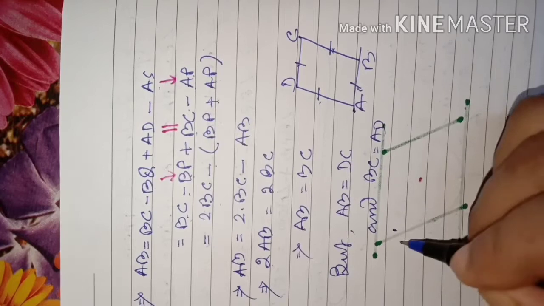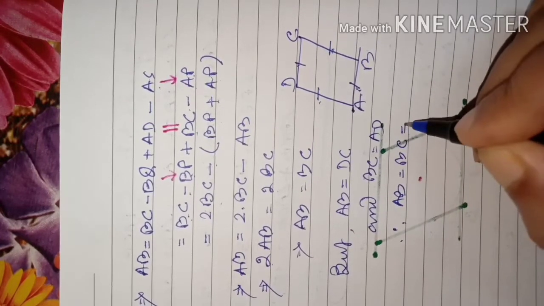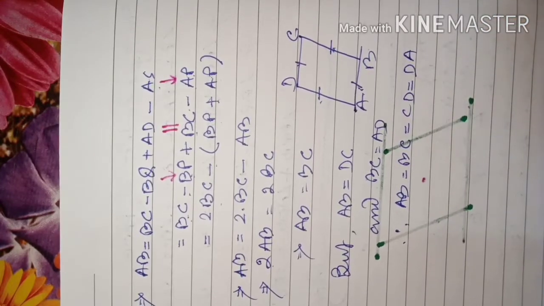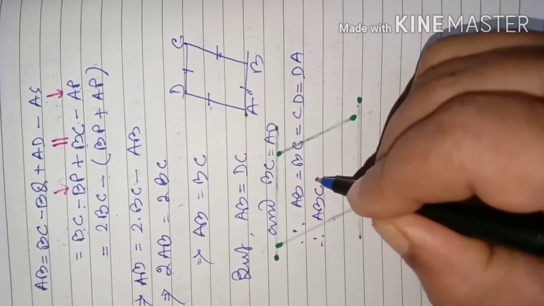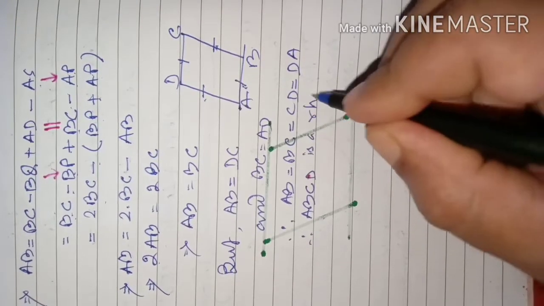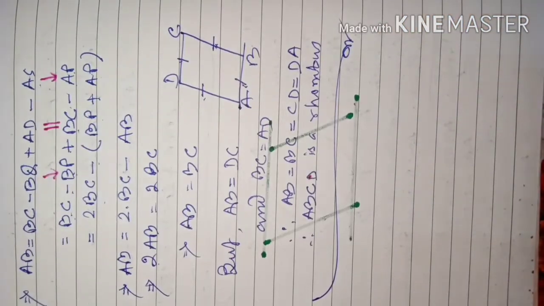Therefore, AB equal BC equal CD equal DA. All are equal. Therefore, ABCD is a rhombus. In a quadrilateral, when all sides are equal, it is called a rhombus.